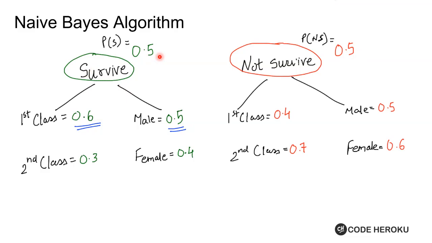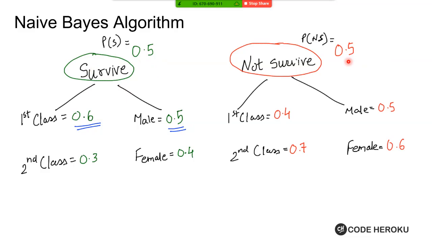There is nothing in between. There is nothing like partial survival. So if you take the people who survived divided by the total number of people in the ship, this will give you the probability of surviving. And over here you say that the total number of not survived divided by the total number of people on the ship, that will give you 0.5 as well.